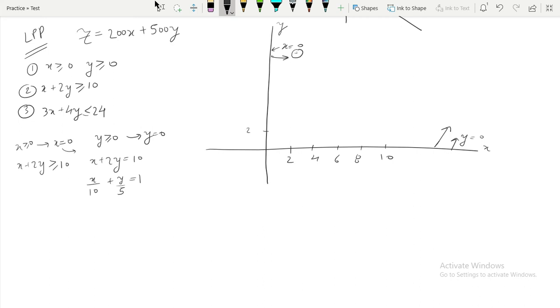Similarly 2, 4, 6, 8, 10 like this. So x is 10, y is 5. We are plotting this straight line just like this, it would be somewhere like this. This is x plus 2y is 10.